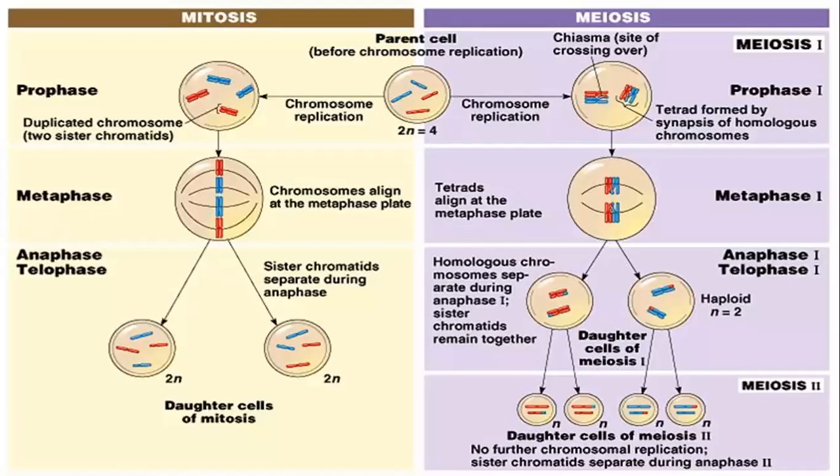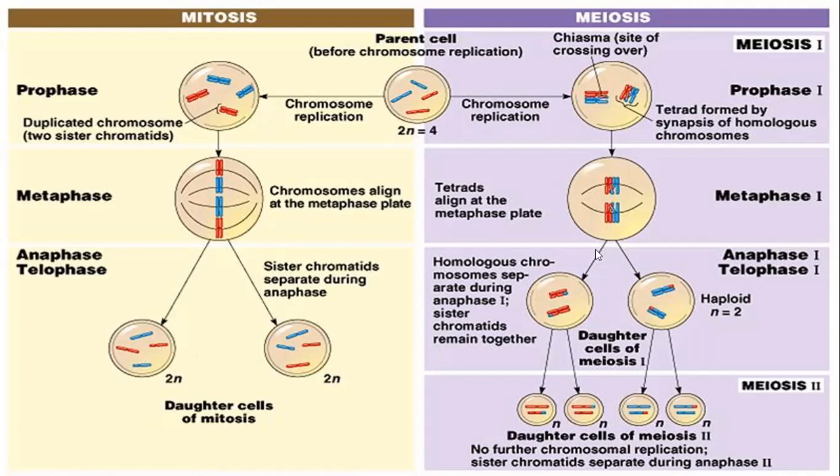So this is quite a nice overview of mitosis and meiosis again. Parent cell, before chromosome replication, 2n equals 4. In mitosis, we have prophase, we have our duplicated chromosomes, we go through metaphase, the chromosomes align at the metaphase plate, then anaphase and telophase, where sister chromatids separate during anaphase. Therefore, we get cytokinesis, we get 2 new daughter cells that both have 2n.